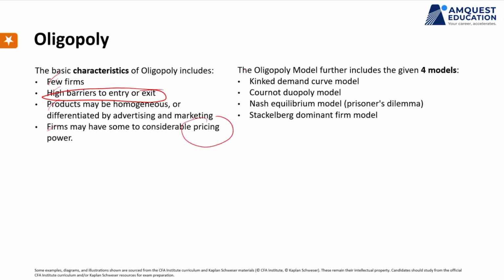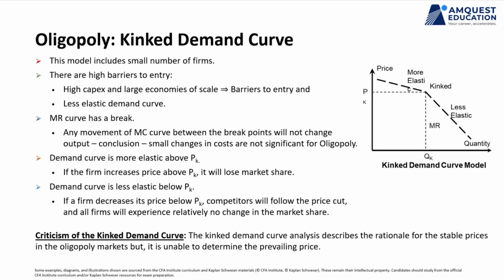Okay. So here we have many theories that are very important. Four models, understand them carefully. Kinked model, Cournot model, Nash equilibrium, and the Stackelberg model. Okay. Now basically, oligopoly looks at having these barriers, and therefore fewer suppliers, right?